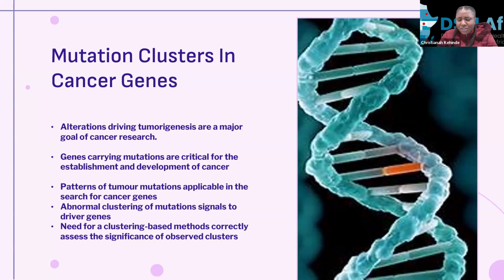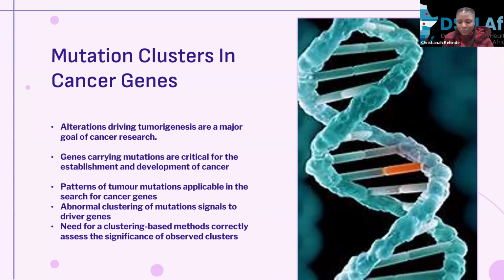Reports have actually shown that the rate of mutation generation across the genome is highly variable. It changes with time. So there's a need for a clustering-based method that's capable of constructing an accurate background model of the distribution of mutation to correctly assess the significance of observed clusters. So that is where OncodriveCLUSTL comes into play.